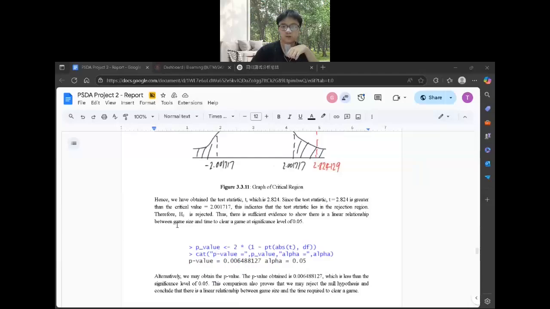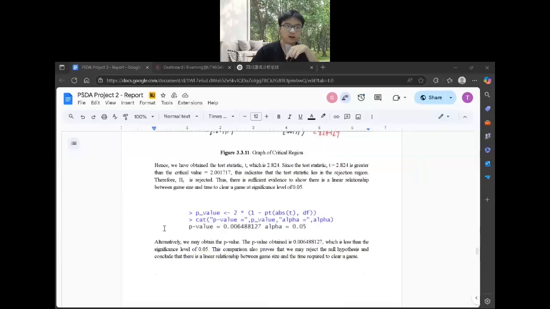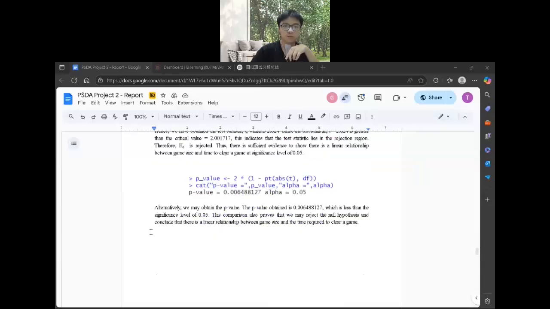So there is sufficient evidence to show there is a linear relation between the game size and time to clear the game at a significance level of 0.05. In addition, we also calculated the p-value. The p-value obtained is 0.06488, which is less than the significance level of 0.05. So this comparison is also proof that we may reject the null hypothesis, and also conclude that there is a linear relationship between the game size and the time required to clear the game.